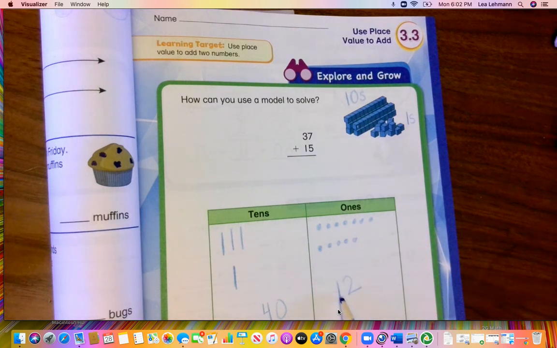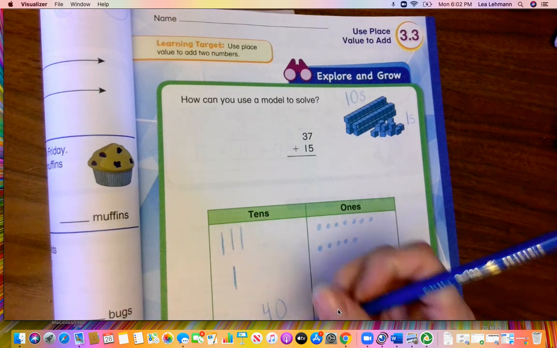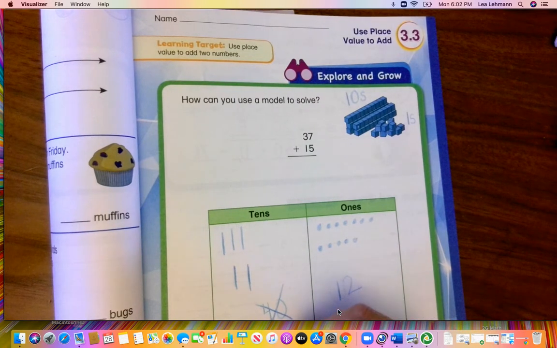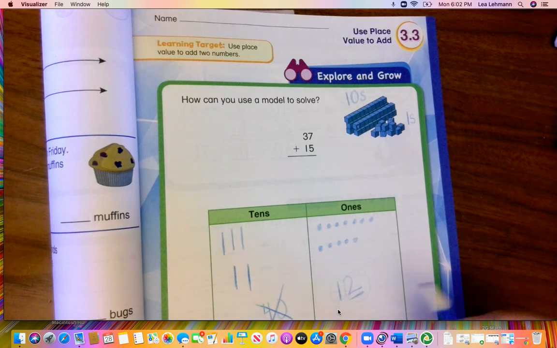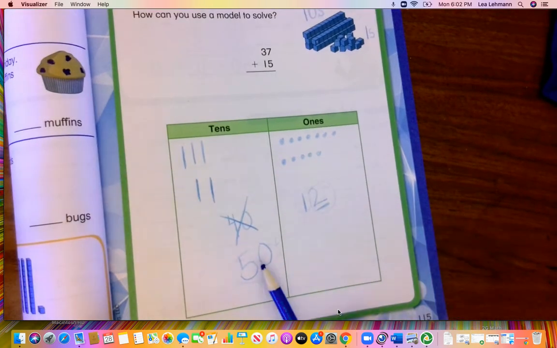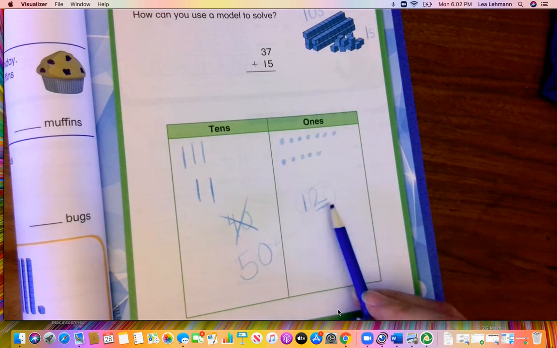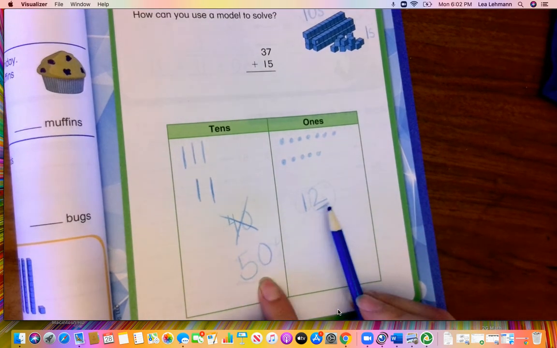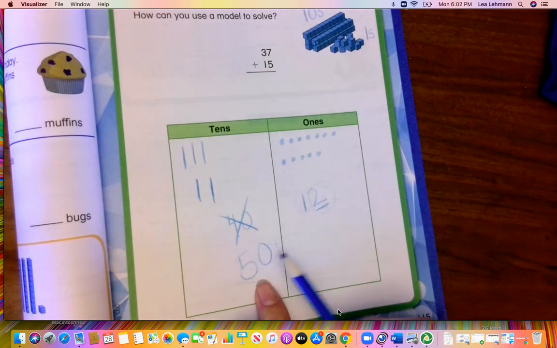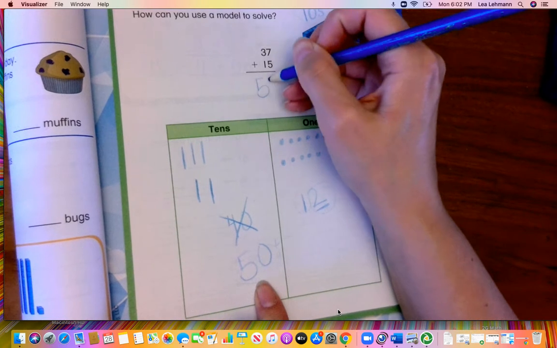Well, I have a 10 over there too, so I'm going to move this 10 to be over here. So I have another 10. Now this is 50. And what do I have left in my ones place? This 2. So 50 and 2 now. I have my 50, and now I have my 2. What's 50 and 2 together? I put my 2 in the ones place, so it would be 52.